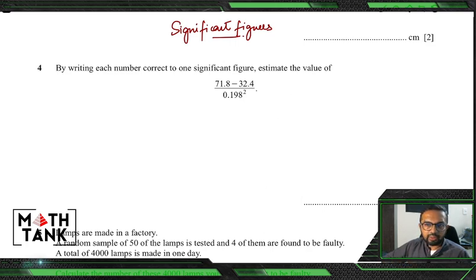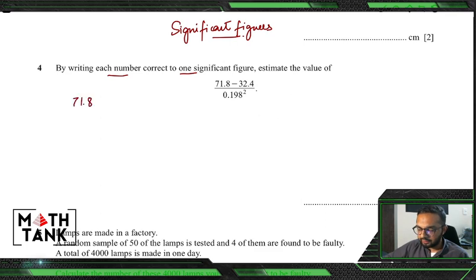So the first topic is significant figures. Significant figures are predominant in paper 2 because every answer has to be rounded off correct to 3 significant figures in paper 2. But with paper 1, when you are solving questions, you will come across at least one question out of the 25 to 30 questions that will ask you to do some rounding off and then solve. So this says by writing each number correct to one significant figure.